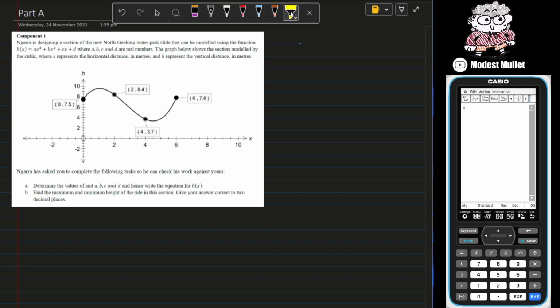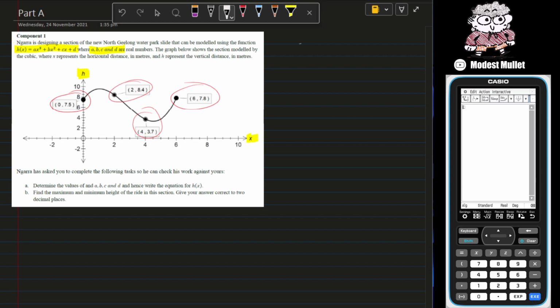So we know we have some function h of x that is in cubic polynomial form. We have 4 parameters in it, a, b, c, and d, that we will eventually have to find. We know the x-axis is measured in meters, and the vertical h-axis is in meters as well. We importantly have 4 data points, and we have 4 parameters. So before we even look at the questions, I'm thinking at some stage I'm probably going to be using simultaneous equations to find those parameters. The question is: determine the values of a, b, c, and d, and hence write the equation for h of x.